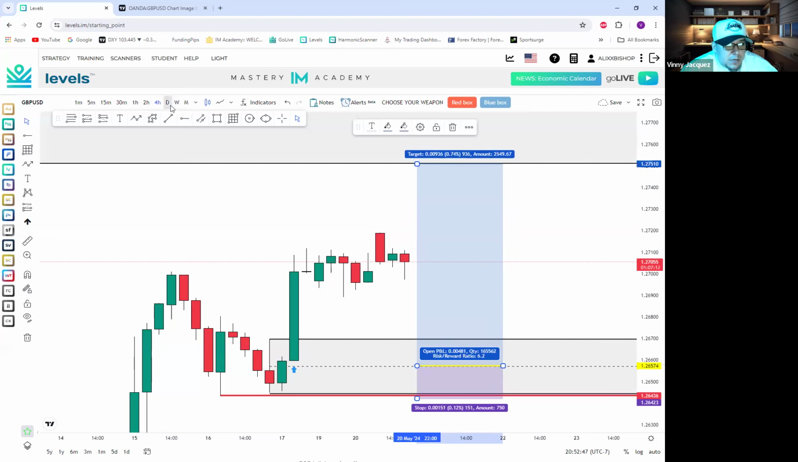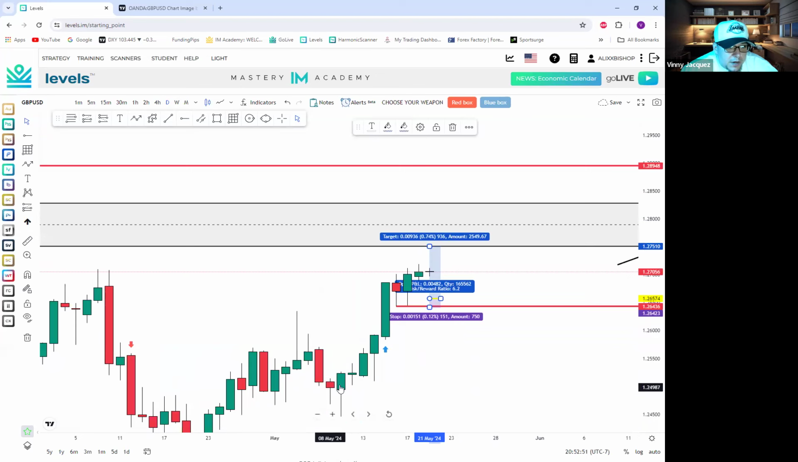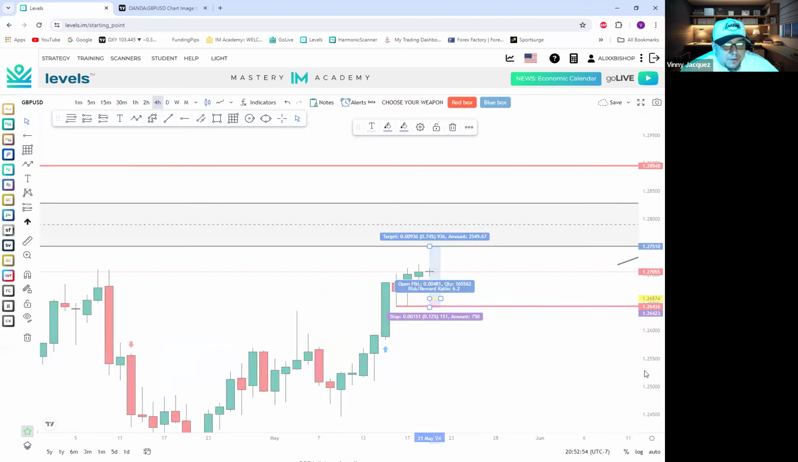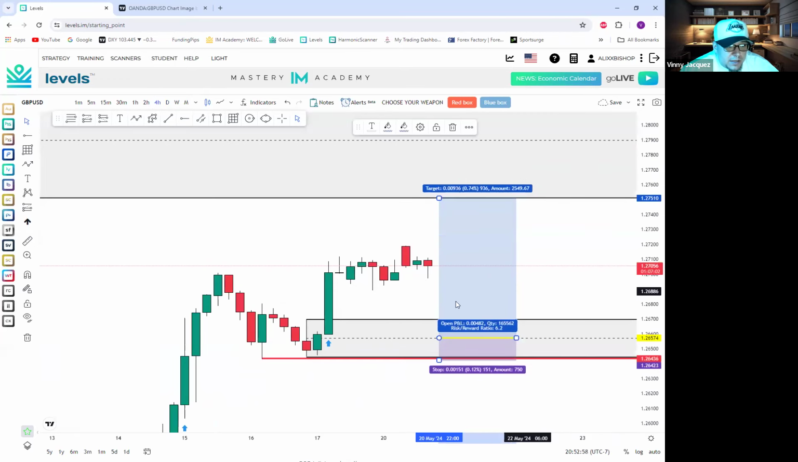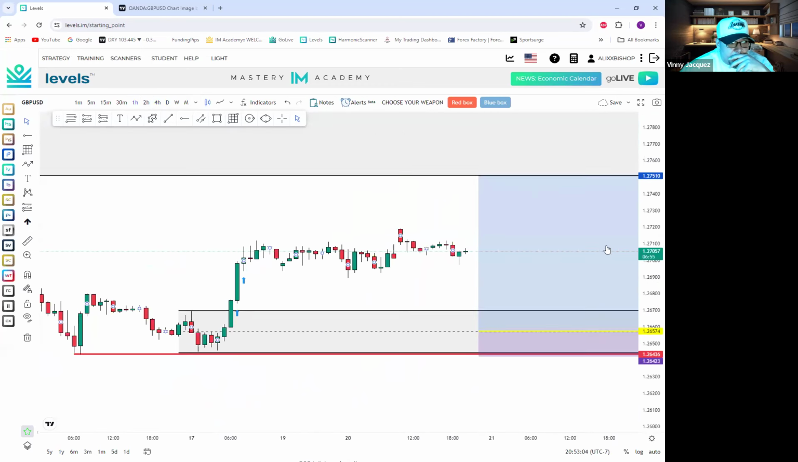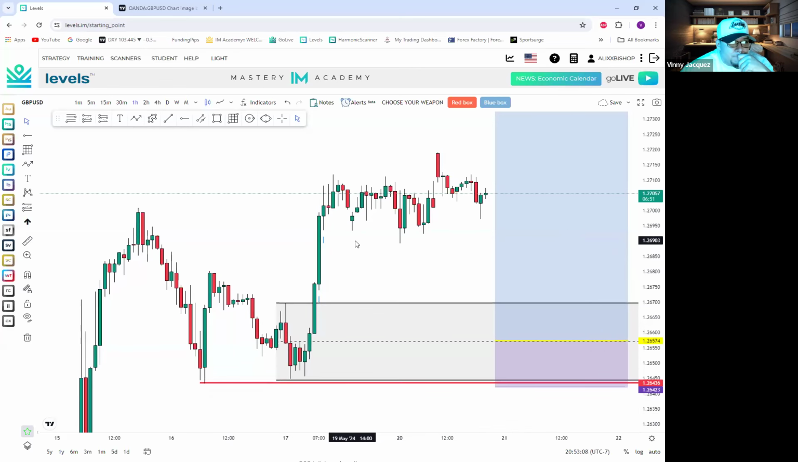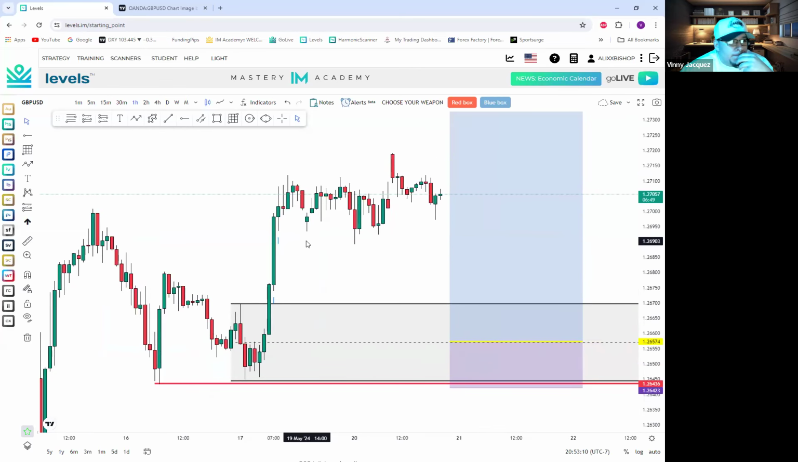Let's look at the daily real quick. Daily starting points are way down here. So worry about that after this setup gets violated. Let's go to the 1 hour real quick. Yeah, honestly, this is just looking like a lot of consolidation. I would have more faith.